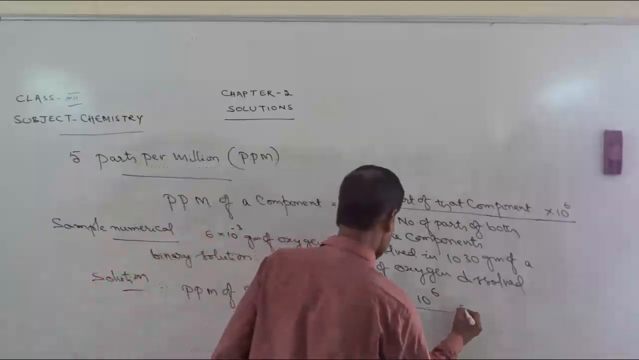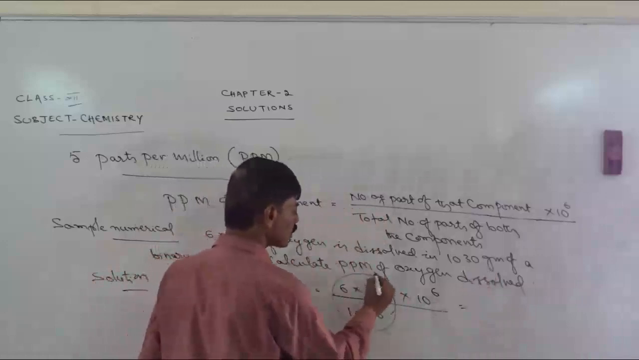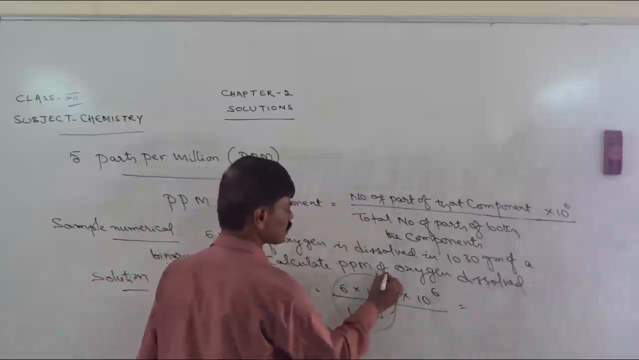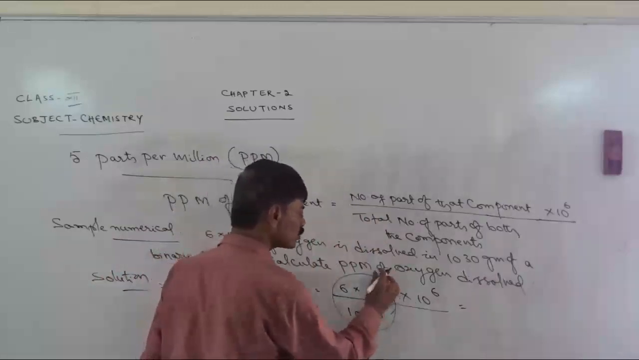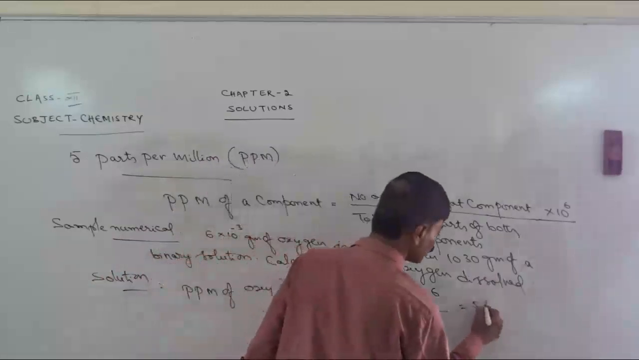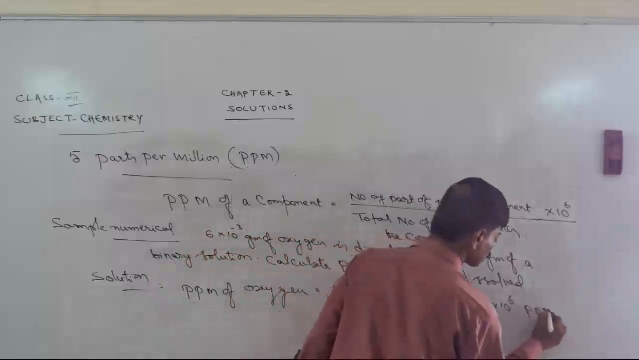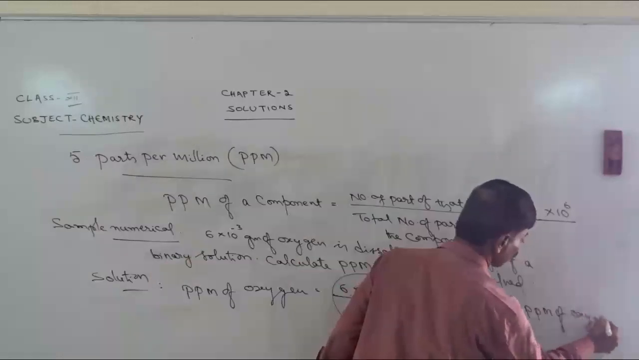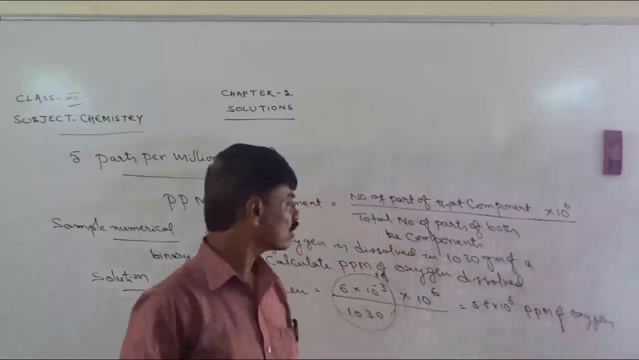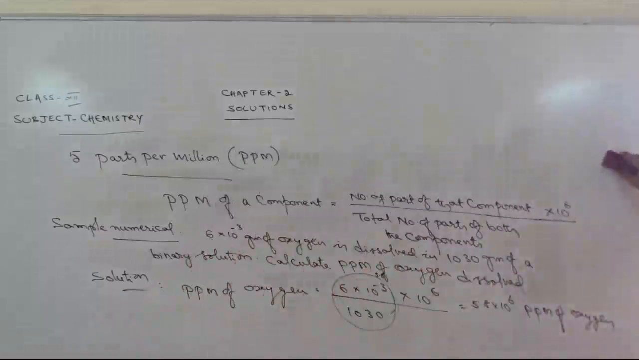Right. Now, you will get approximately 5.8. So 5.8 into 10 raised to 6 ppm of oxygen. That's how it is calculated. That is about this technique, that is ppm of the solution.